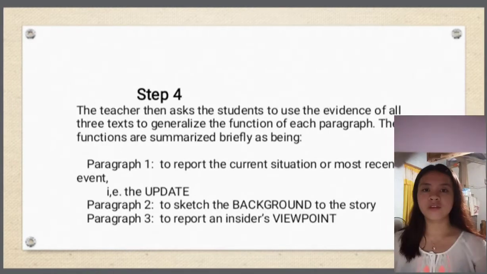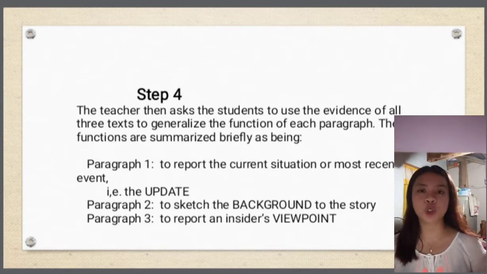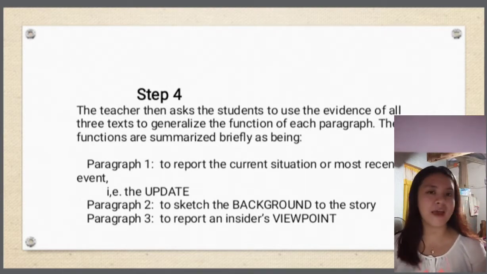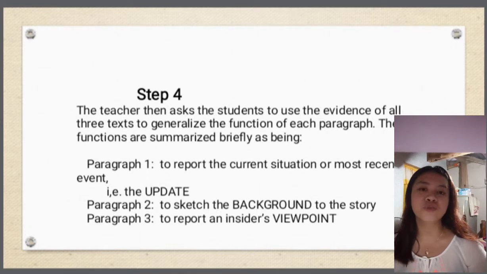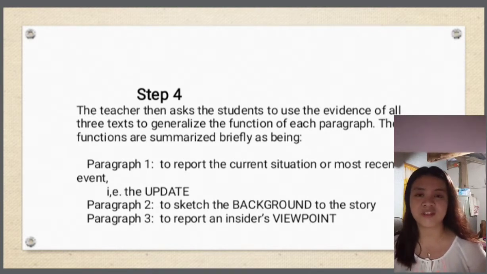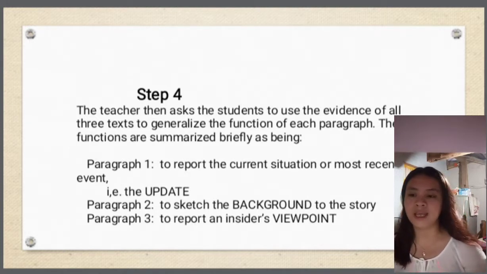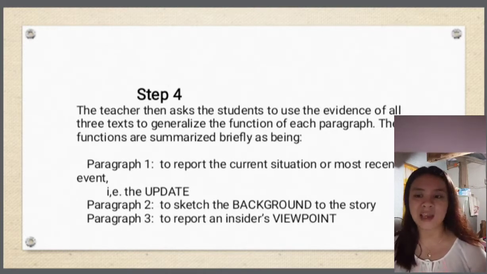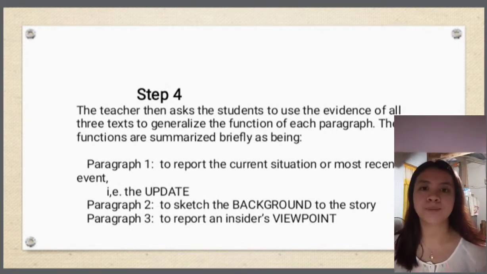So, step 4: the teacher will ask the students to use the evidence of all three texts to generalize the function of each paragraph. These functions are summarized briefly as follows. The first paragraph is to report the current situation or the most recent event, for example, the update. The second one is the sketch of the background of the story. And the third one is to report an insider's viewpoint.